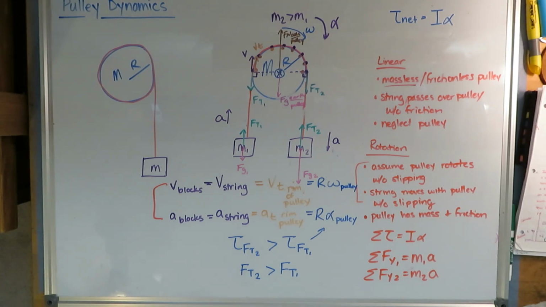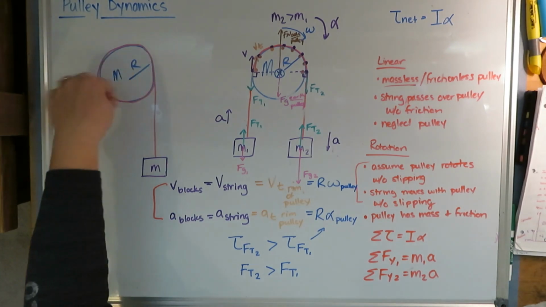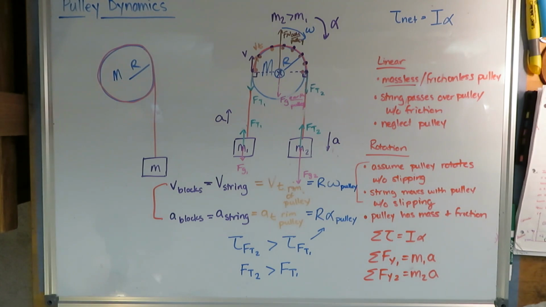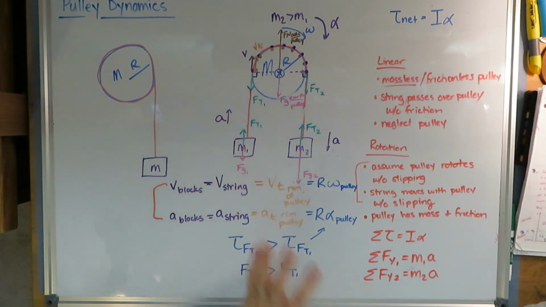So when we actually get to solve one of these problems, we're going to take a look at that. We're actually going to start with this simpler situation with only one block with the string wrapped around the pulley, rather than the Atwood machine, because this is a little bit more complicated. I'll address how to solve that problem in a different video.